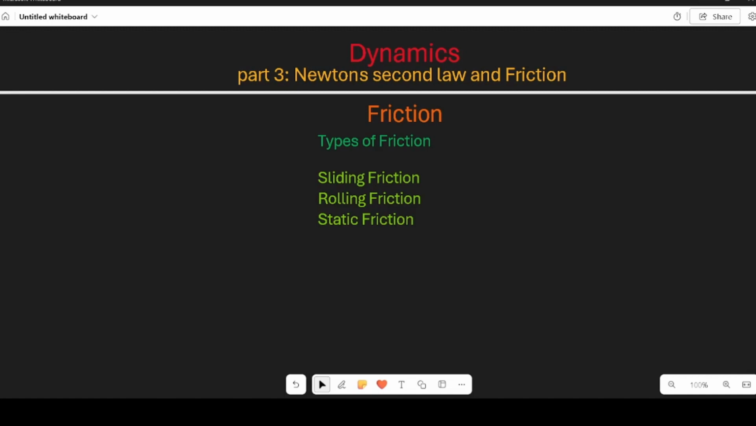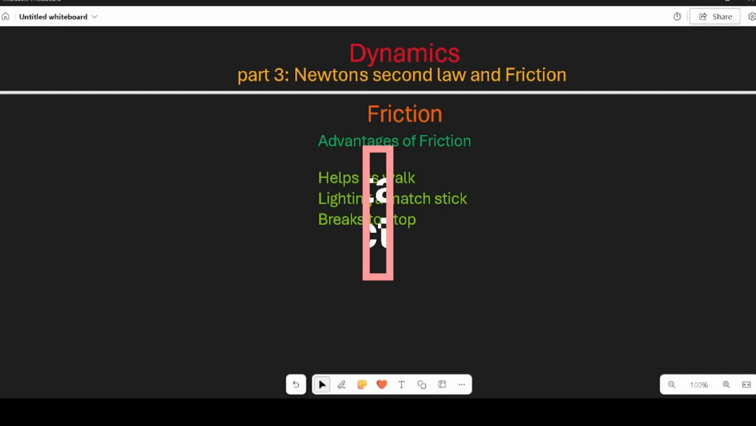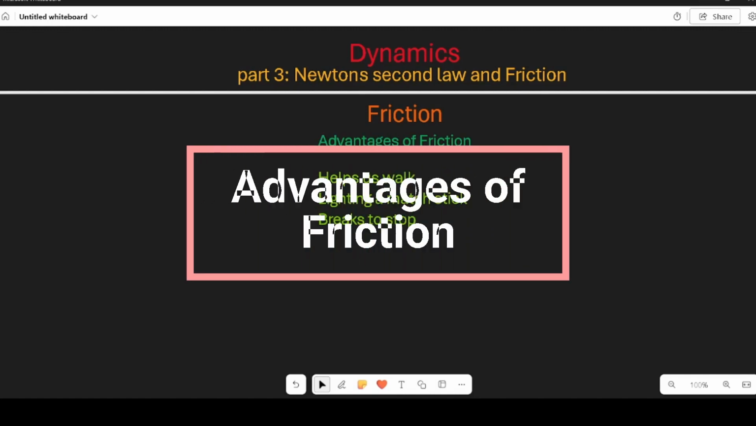It has been experimentally proved that sliding friction is greater than rolling friction. Hence, it is a lot easier to roll a body over a surface than to slide it on the same surface. Static friction. It is the friction that is generated between two static surfaces that come in contact with each other. Here are a few advantages of friction.